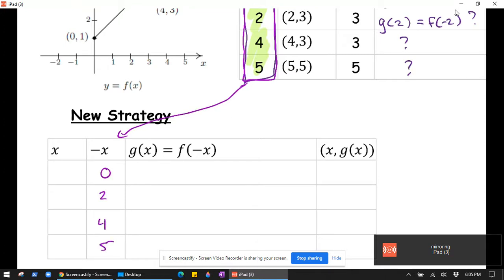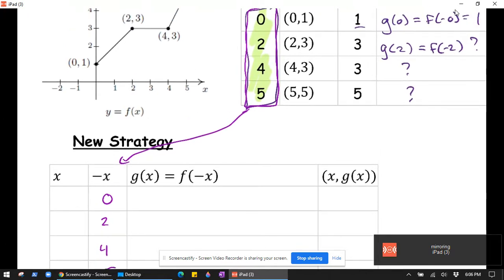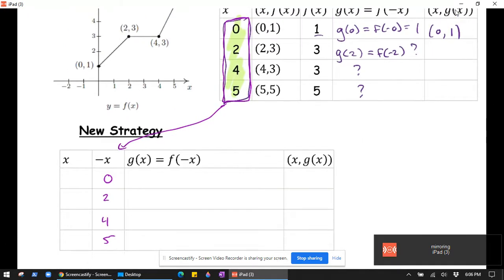4, and 5. And the reason I'm doing that is because if you look at how g is defined, once what's inside the parentheses for f is a familiar number, like 0, 2, 4, or 5, we know exactly where f will send that input. So I'm going to think of these as my new inputs there. This column is my old set of inputs.